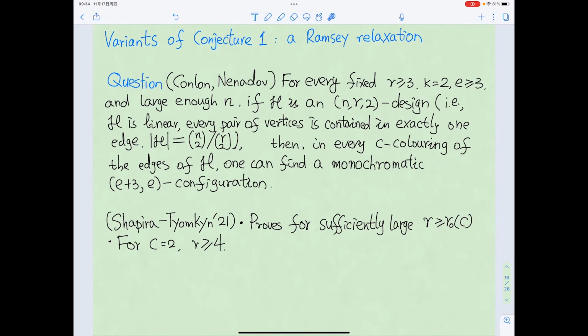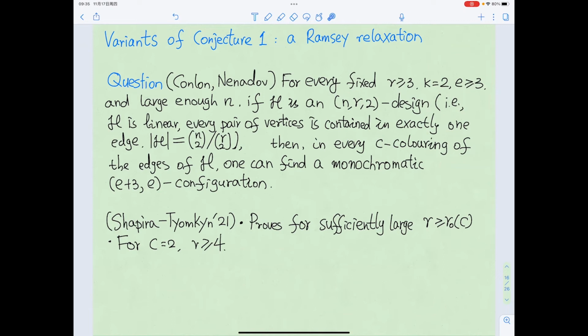So there is some progress on this question. Shapira and Tyomkyn show that they can prove this Ramsey variation, again, when r is sufficiently large. So when r is not fixed, but it depends on the number of colors c. But for c equals 2, the result is stronger. They can prove that you can take r at least 4.